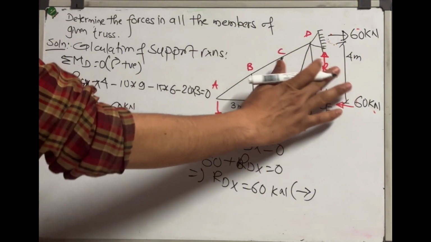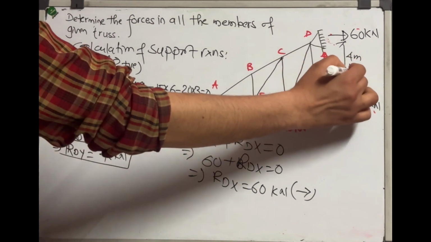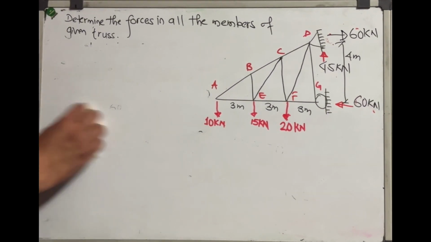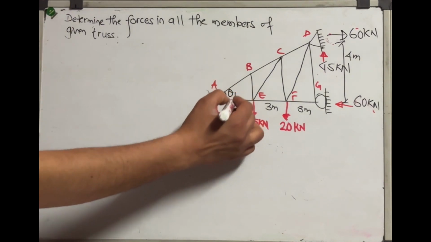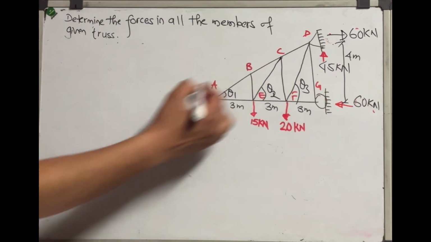RDY is 45 kilonewton in upward direction. Solving by joint method, let us see what will happen. So look, you have to determine this angle, let this be theta 1. You have to determine this angle, let this be theta 2. You have to determine this angle, let this be theta 3.